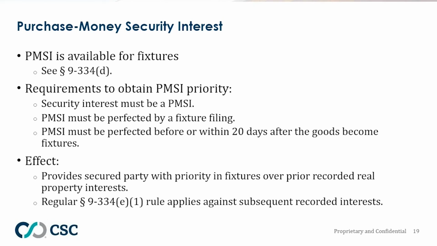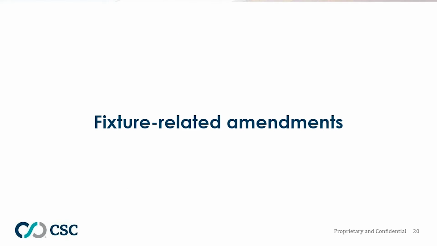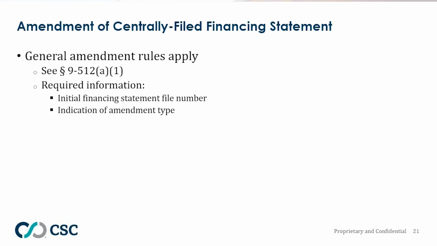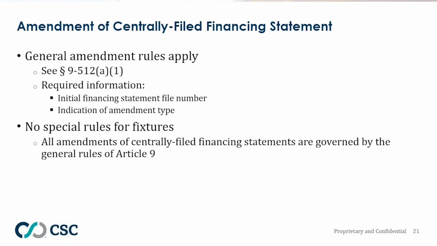Next, I want to talk about amending fixture filings. If it's a centrally filed financing statement, the amendment rules applicable to any centrally filed financing statement filed in the location of the debtor are the same. Just has to provide the initial financing statement file number, indicate the type of amendment, and provide whatever additional information is necessary to make the amendment, such as the assignee's name and address and an assignment. So bottom line, there are no special rules for amendments of centrally filed financing statements that cover fixtures. It's all governed by the general rules of Article 9.